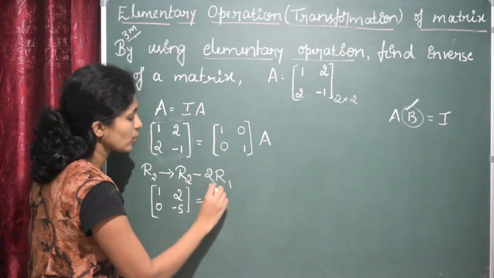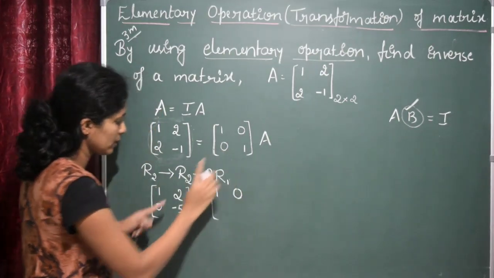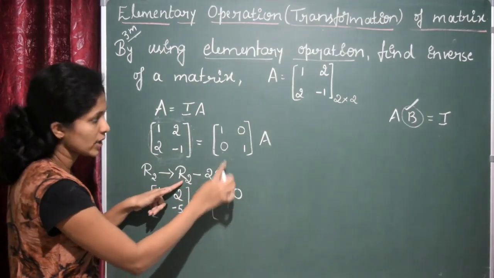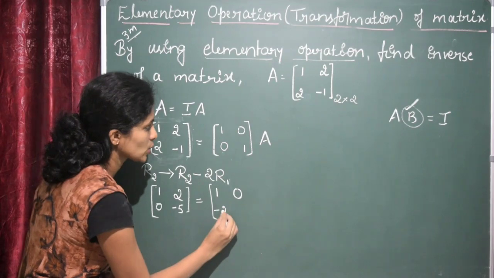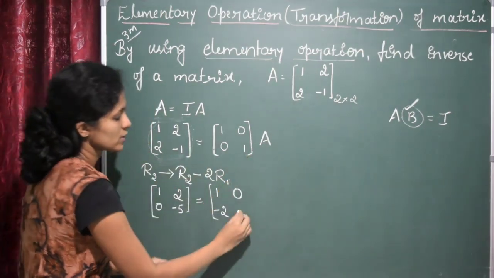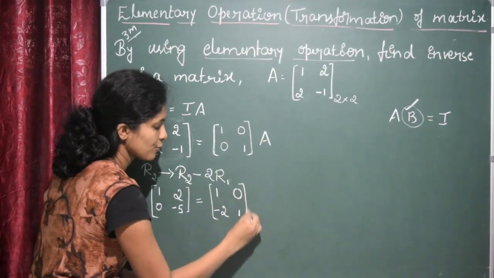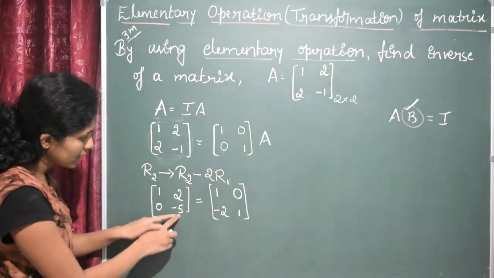So the first row will be as it is, that is 1 and 0. And second row will be R2 minus 2R1: 0 minus 2 into 1, it will be equal to minus 2. Next, 1 minus 2 into 0, so this will be equal to 1. So clear? This is the first operation. R2 changes to R2 minus 2R1. Now here we got minus 5.